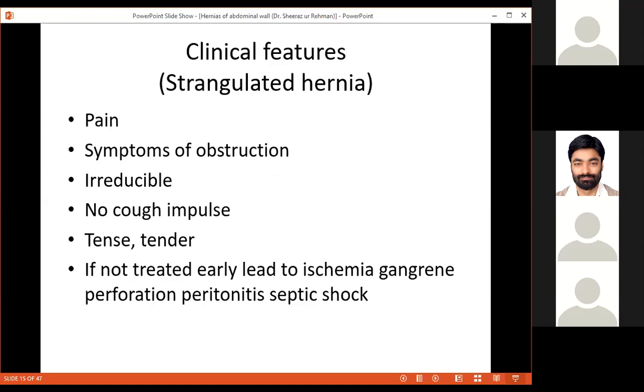So what are the clinical features of a strangulated hernia? There is pain. There are signs of obstruction, that means the patient has abdominal pain, distension, vomiting. There is irreducibility. There is no cough impulse. The site of the hernia is tense and tender, and if not treated, it may lead to ischemia and gangrene, and the patient could go into septic shock.